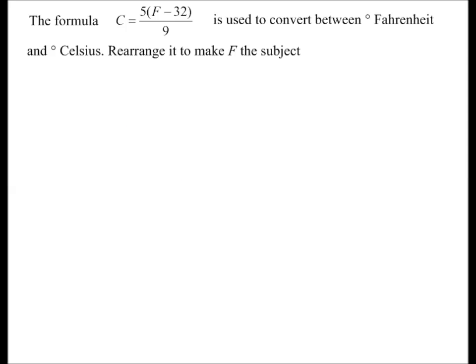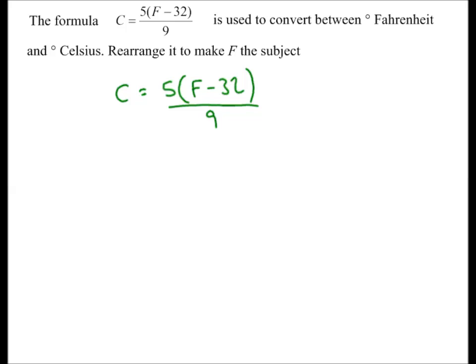All right, here's a wordy question. We've got to not be put off by it. Just carry on as before. The formula C equals 5(F minus 32) over 9 is used to convert between Fahrenheit and Celsius. Rearrange it to make F, our Fahrenheit, the subject. So this is where this sort of thing crops up in real life.